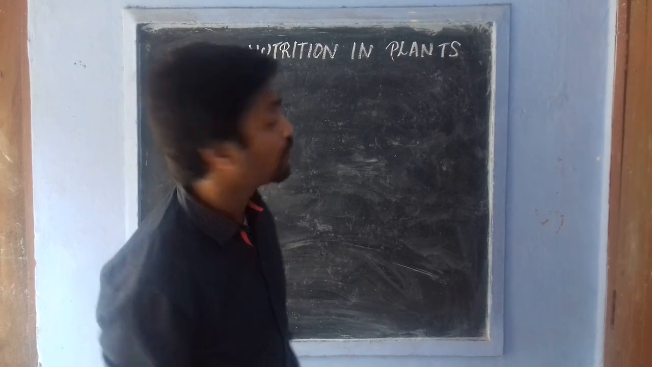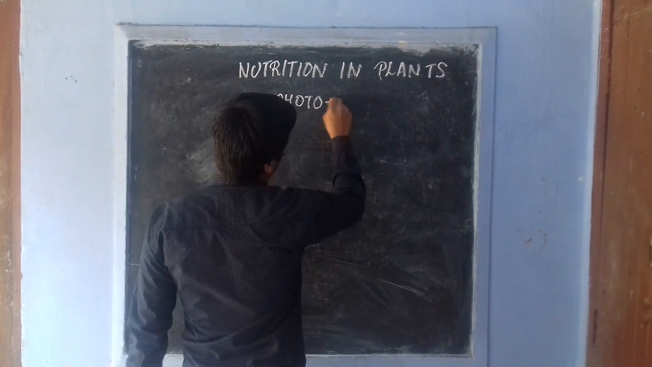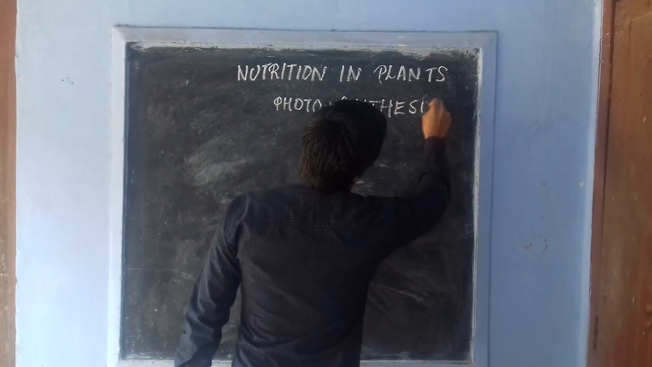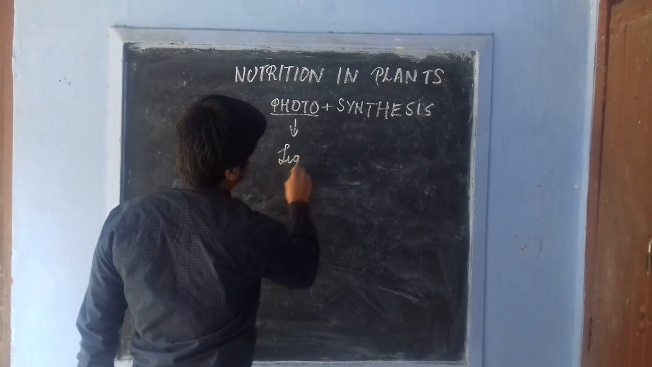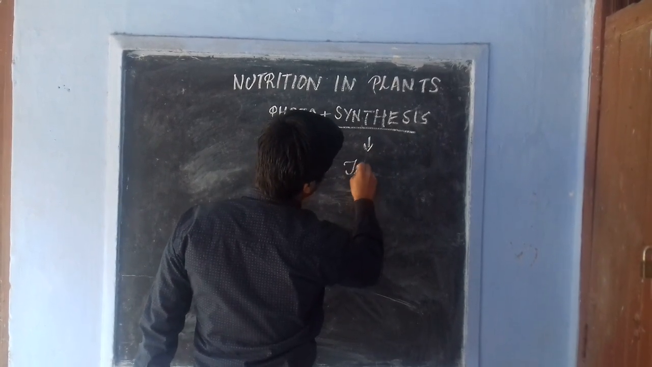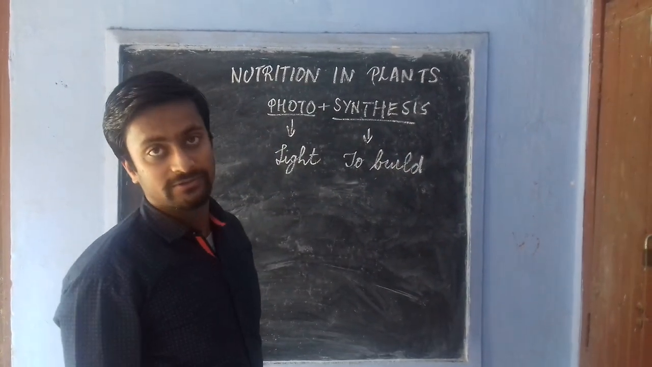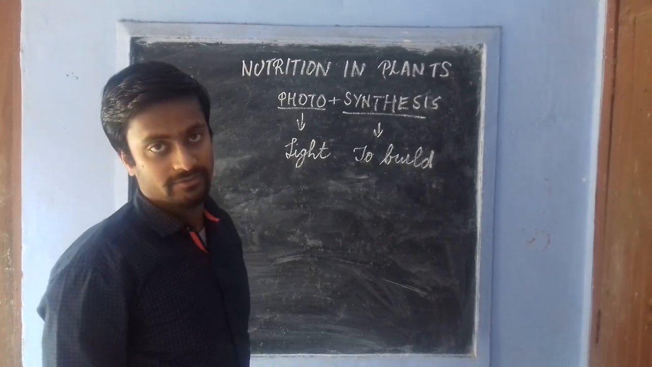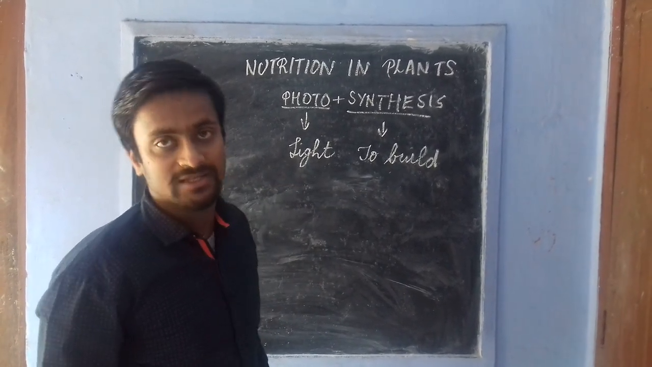The word photosynthesis is derived from the two words photo plus synthesis. The word photo means light and synthesis means to build or to prepare. So the preparation of food by plants using carbon dioxide and water with the help of light is known as photosynthesis.